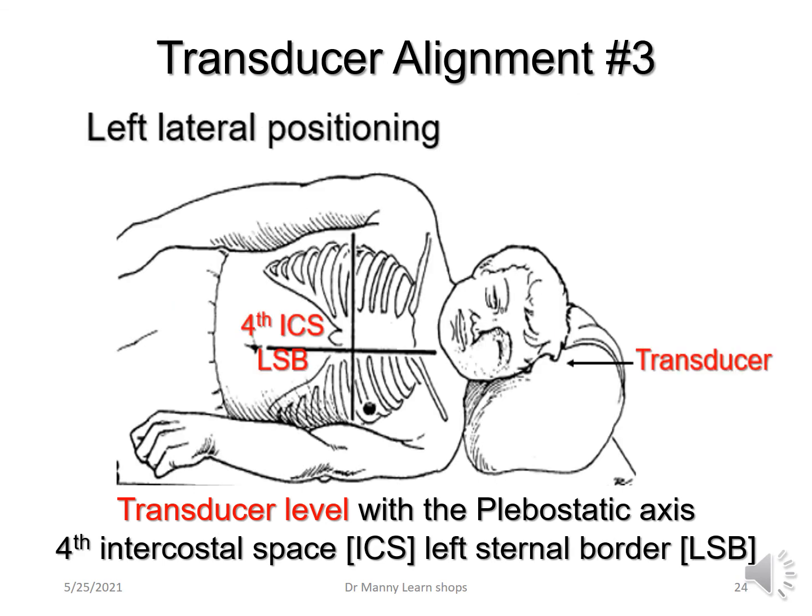You may have a patient positioned in the left lateral position, which you still need to do a transducer alignment. Well, the transducer level is still with the phlebostatic axis, which is the fourth intercostal space. However, in the left lateral position, it's the left sternal border. But ideally, you would want the patient supine or in a position not more than 45 degrees, elevated head.